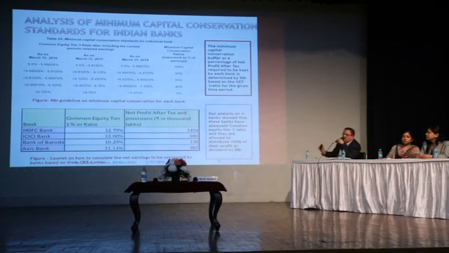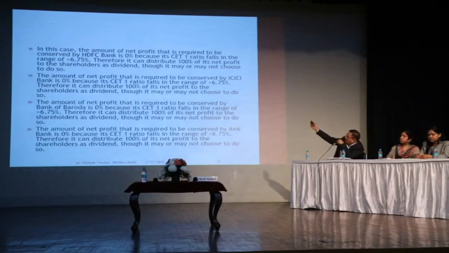That means you are going to keep the profit as it is. So basically all these banks are coming into 100% of the risk weighted assets, so they will have to keep the profit as it is in this hypothetical model. The second model, basically look at this, the percentage required by HDFC is 0 because CET1 is within the range of greater than 6.75.